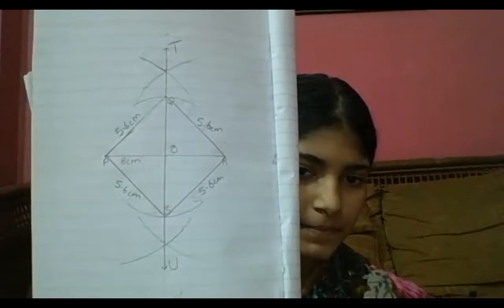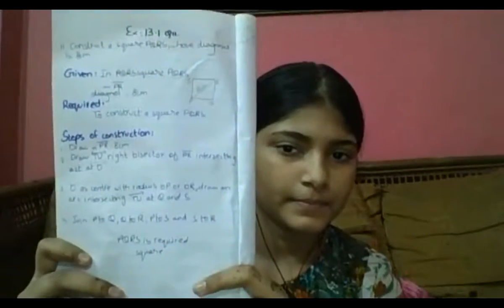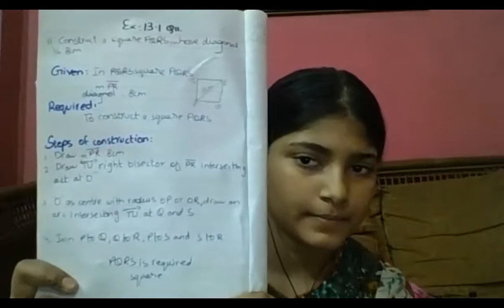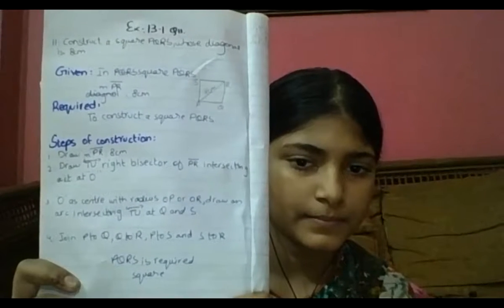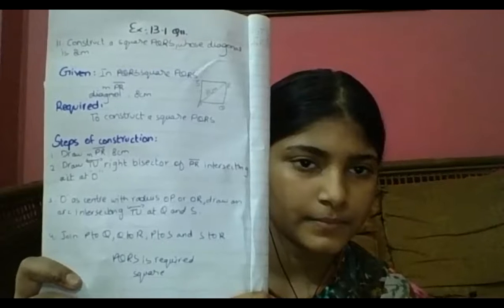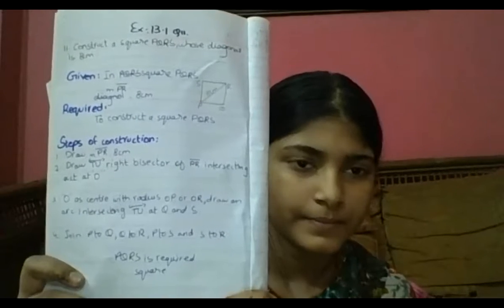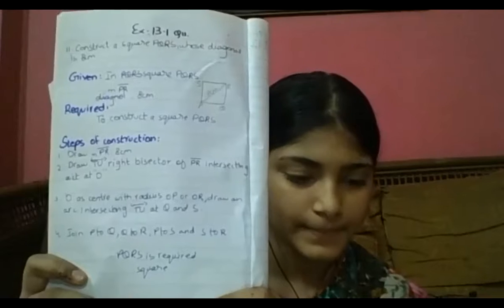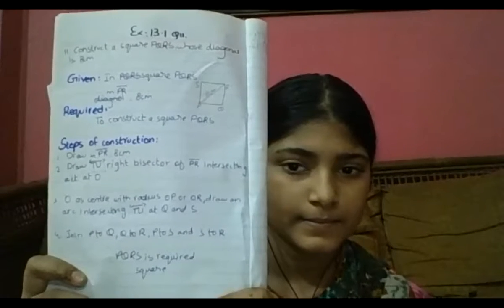Can you show me the steps of construction, students? Just check out this work. In this way we can complete the diagram. Okay, just everybody look at the work. More closer beta. Okay, so the diagonal PR is equal to 8 centimeter. Beta, we can also take QS as a diagonal, right? So draw PR equal to 8 centimeter. Draw TU, the right bisector of PR, intersecting it at point O.